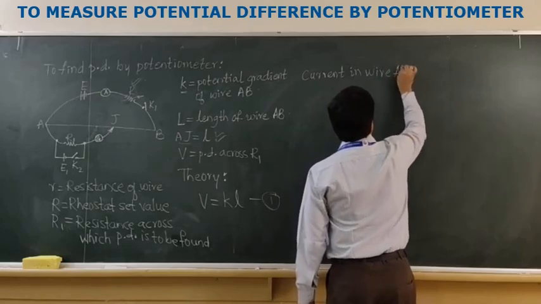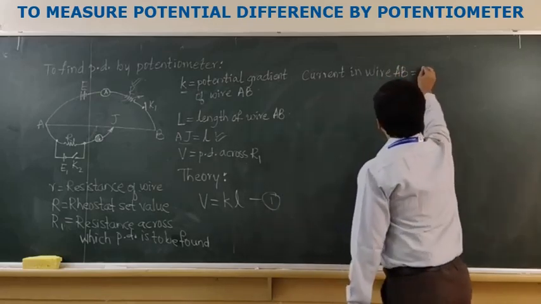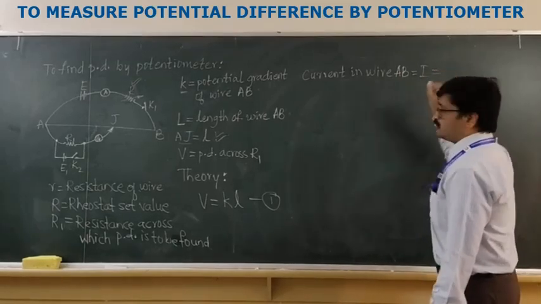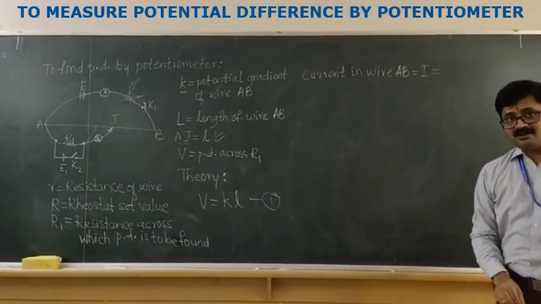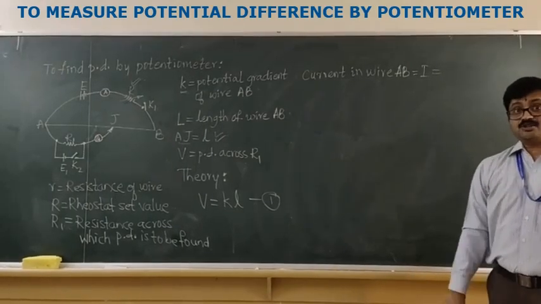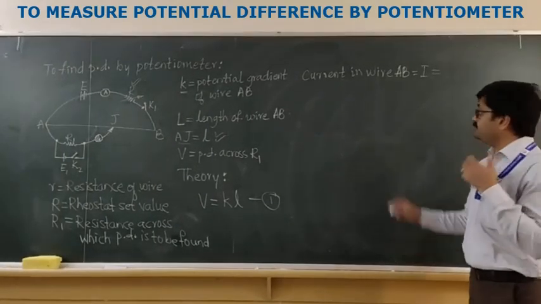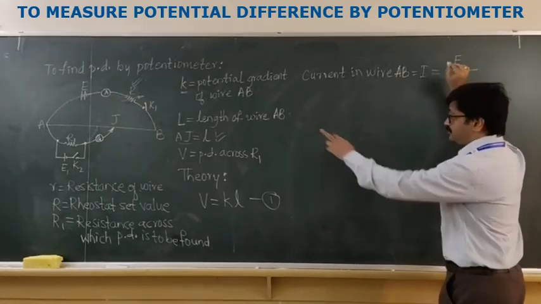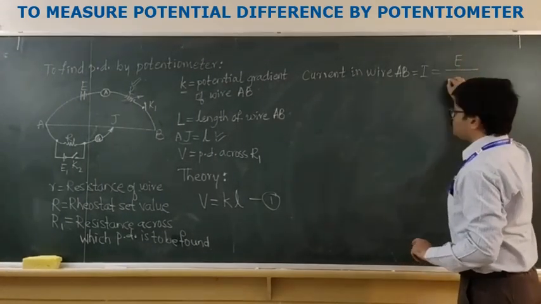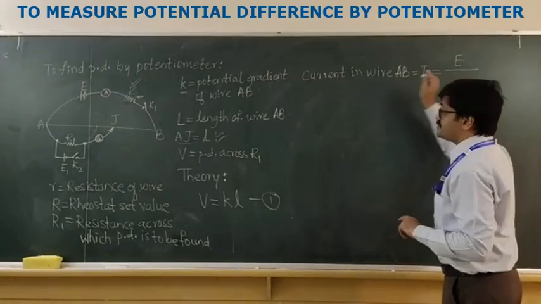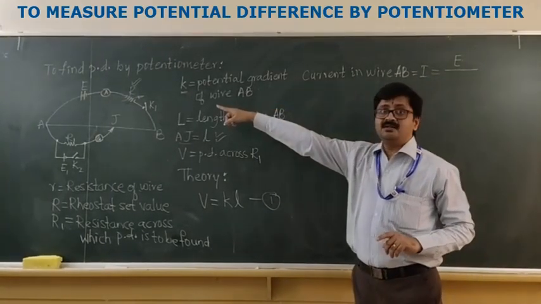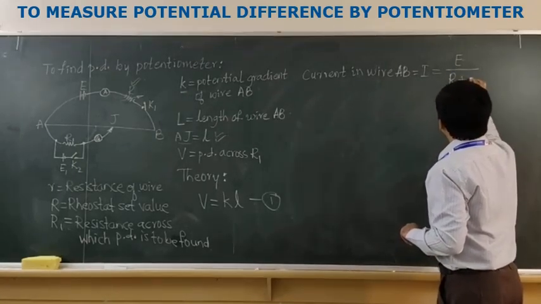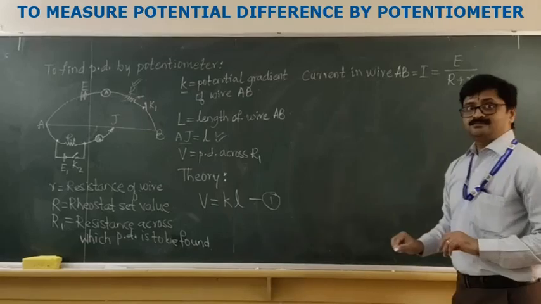Current in wire AB is equal to, I'll take this current as capital I. Okay, then I is equal to, what is the formula, my friends? Remember the cell discussion. In that discussion we had derived I is equal to E, the EMF of the cell, divided by total resistance. So total resistance set at the rheostat is capital R. Okay, and resistance of the wire is how much? Small r.